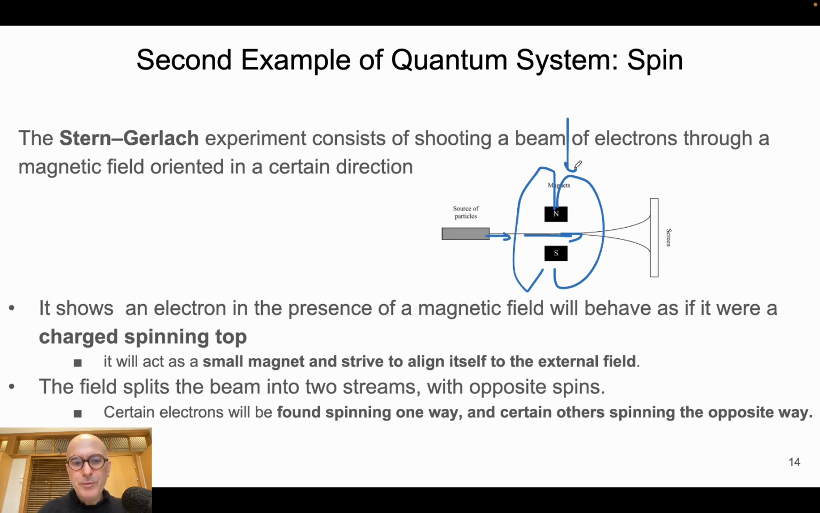So the field will actually split the electron beam in two streams with opposite spin. So one going up and one going down, right? Depending on the spin of the electrons, they will go up or down. So the electrons will align with this external magnetic field. So certain electrons will be found spinning one way, so they will go, for instance, up, and certain others will spin in the opposite way, so they will go down.